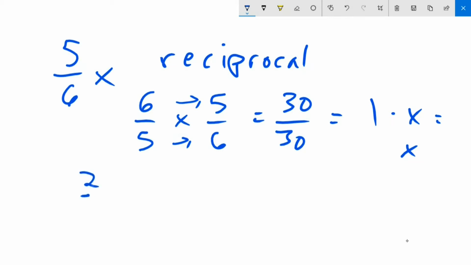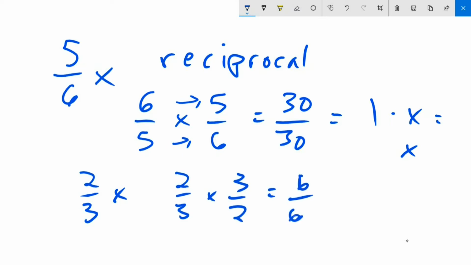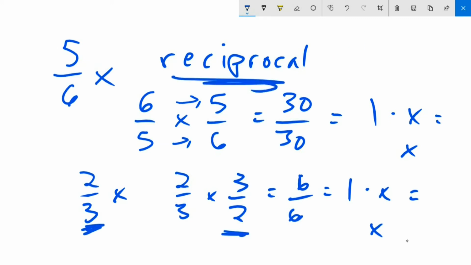Check this out. Watch. 2/3x. I'm going to multiply 2/3 by the reciprocal. 2/3 times 3/2 equals 6/6, which is, what's 6/6, boys and girls? If you said 1, you know what time. High five, let's go. 6/6 equals 1. So now we have 1 times x equals x. So look at this. If you just multiply whatever's next to the x by the reciprocal, which means flip it.